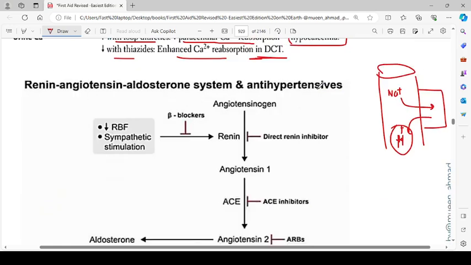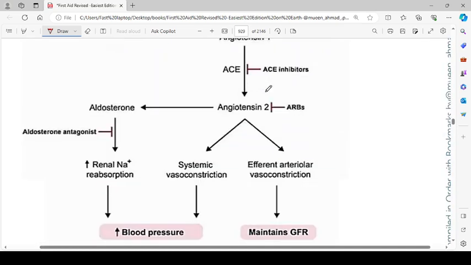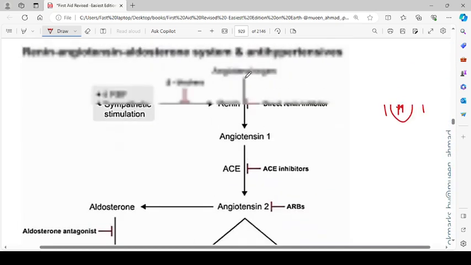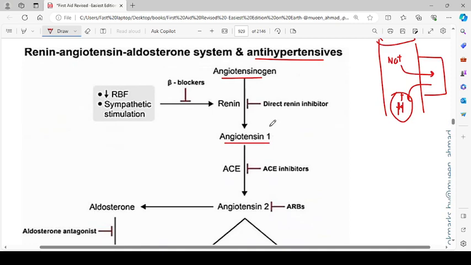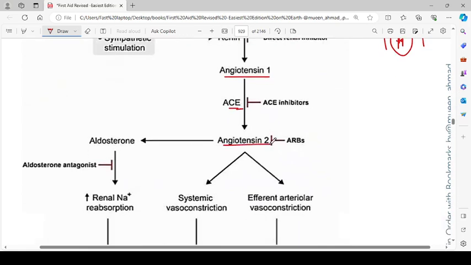Renin, angiotensin, aldosterone system, and antihypertensives. So let's talk about the system first, and then we'll see which antihypertensive acts where. So angiotensinogen is converted to angiotensin 1 by renin, which is produced by the juxtaglomerular apparatus. Angiotensin 1 goes to the lungs, where the angiotensin converting enzyme converts that into angiotensin 2.